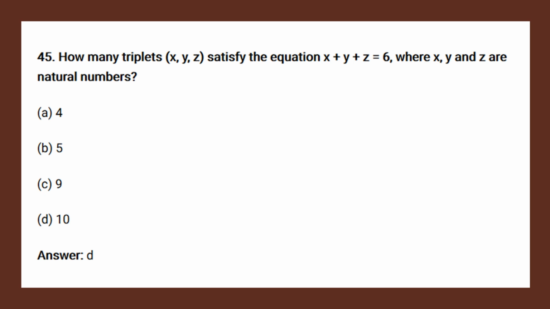Next question 45. How many triplets x, y, z satisfy the equation x plus y plus z equal to 6, where x, y, and z are natural numbers? Option A, 4, B, 5, C, 9, D, 10. And the answer is option D, 10.